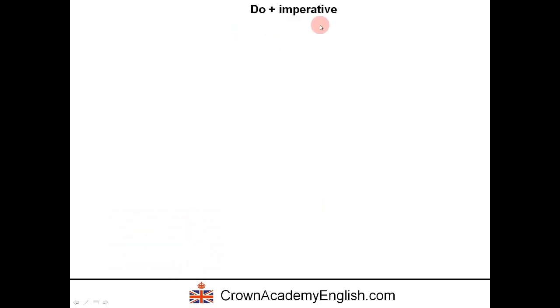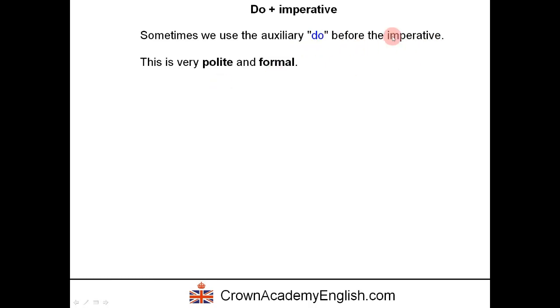Do followed by the imperative. Sometimes, not always, but sometimes we use the auxiliary do before the imperative. And when we do this, it is very polite and formal. Okay, so it makes the sentence more polite.